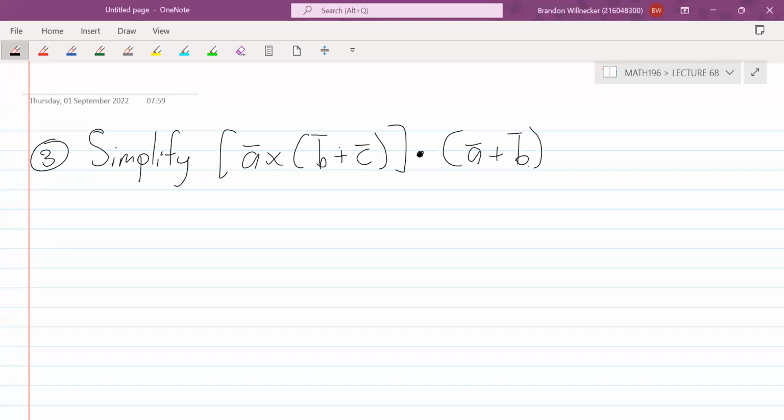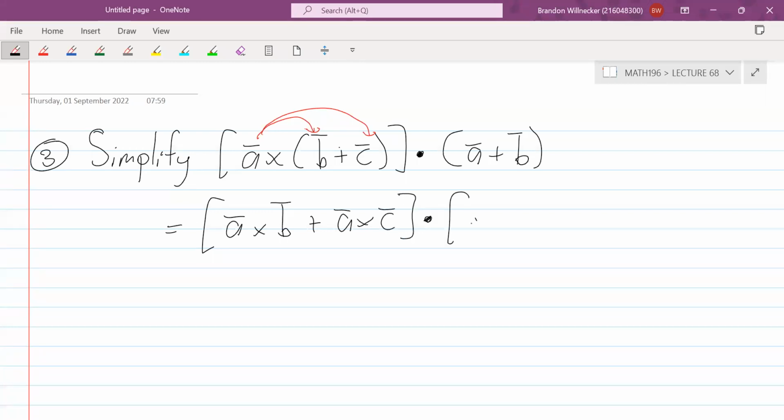Okay, so we know that the first thing we need to do is distribute over the cross product. So if we have A cross B plus C, we know that this can be distributed over the plus. So this is equal to A cross B plus A cross C, dot product with A plus B. Okay, so we've distributed over the plus there.